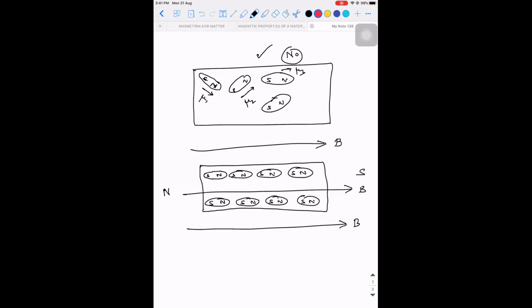Like this, many such dipoles will be there, such that the dipole moment of the first dipole is in this direction, the second is in this, the third is in this, the fourth is in this. Like this, you have n such dipole moments present. But the difference between this and this is, here the dipoles are aligned. Here they are not aligned.